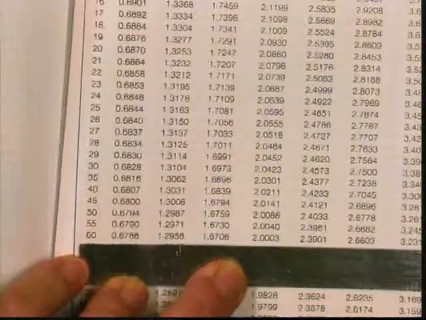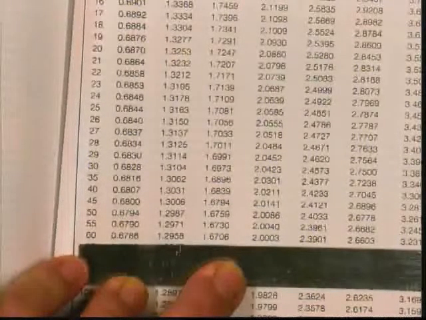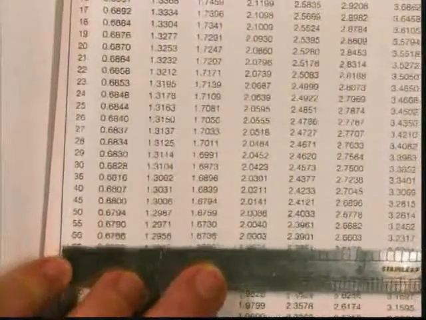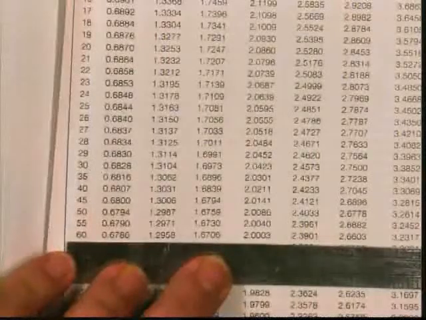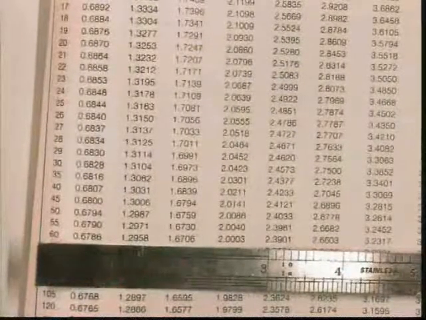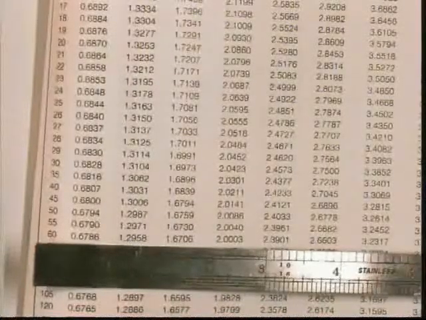Typically use the smaller degrees of freedom, the next smaller one, which in our case would be 55. Or if you use 60. So I'm okay with either one of those, if it makes a difference in your conclusion.